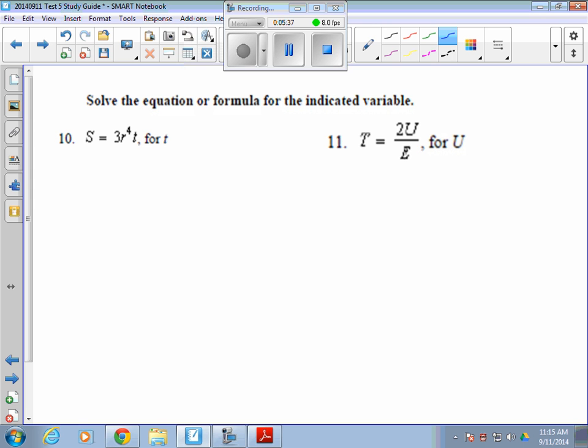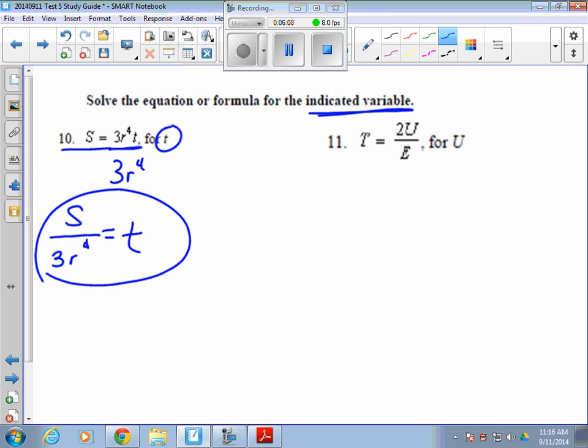Number 10 was solving for the indicated variables. So you're trying to get t by itself. This is the same problem we've been having for 3 weeks. It says s equals 3 times r to the 4th power times t. So you're undoing the multiplication here by dividing by everything that's not t. 3 is not t, and r to the 4th is not t. If you do that, it cancels out and leaves t all by itself on the right. But if you divide one side, you've got to divide the other side. So s divided by 3r to the 4th gives you t all by itself.